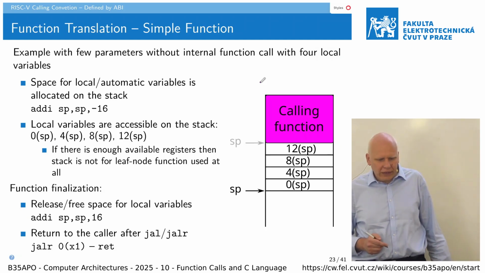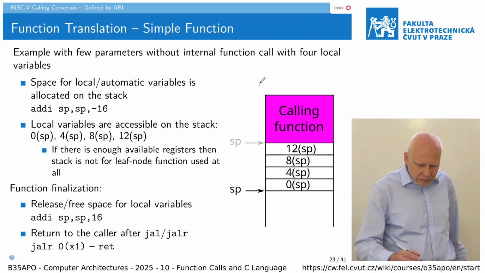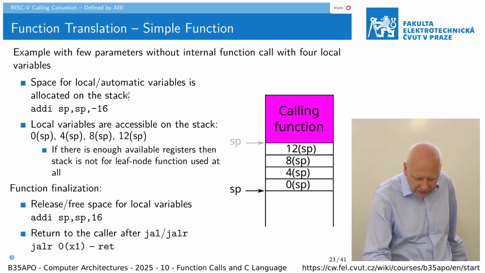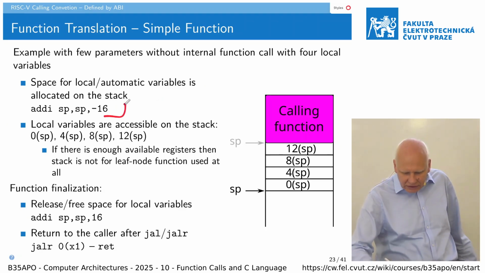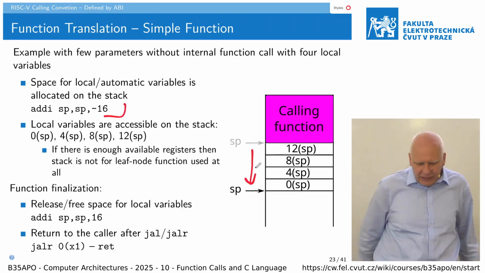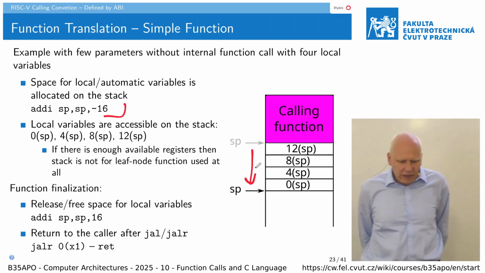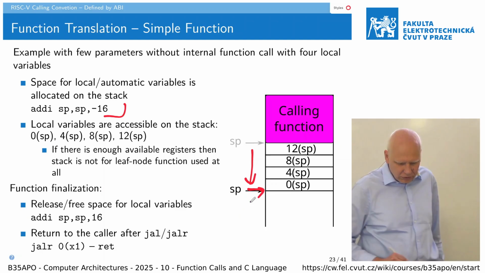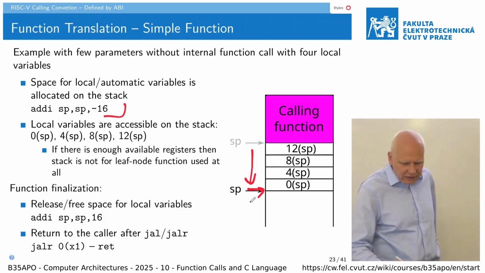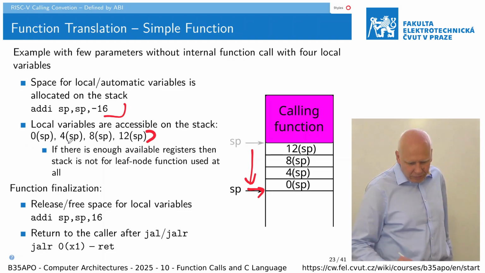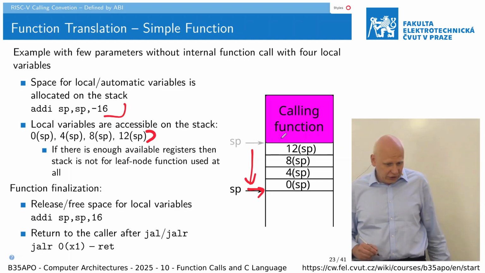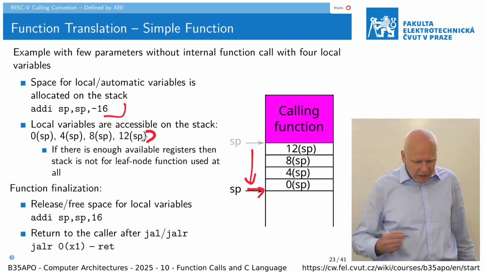So if we look at the translation of some simple function, then, for example, in this case, it reserves a space of 16 bytes on the stack by this subtraction. This SP is the previous SP of the function which calls our function. Now the SP points to this location. And then if we need to use some local variables, we have the space for 4 local variables which are of the size of 4 bytes each.